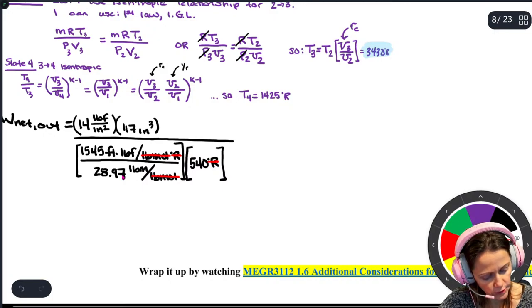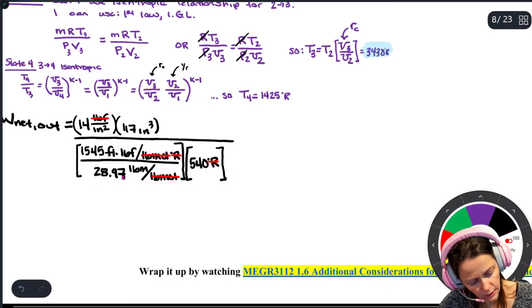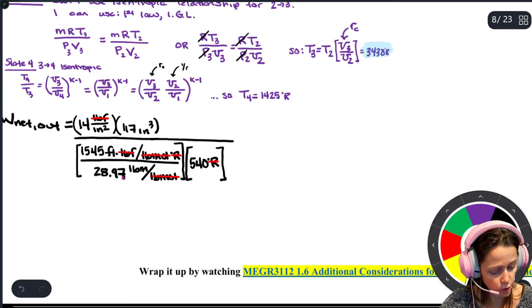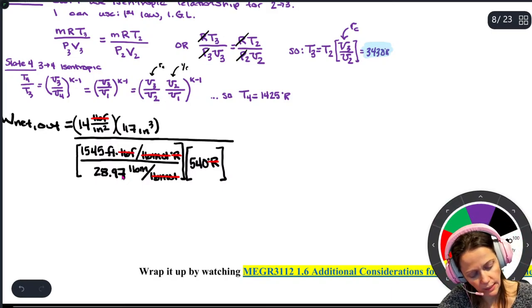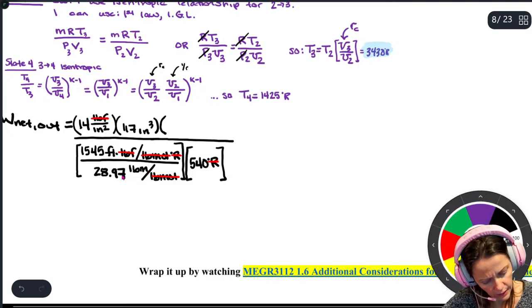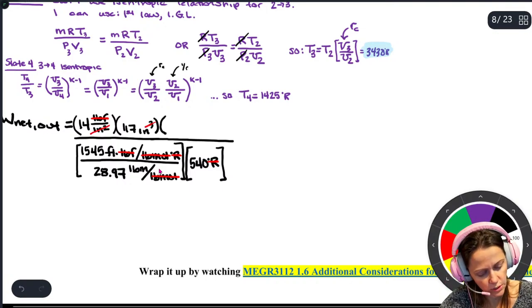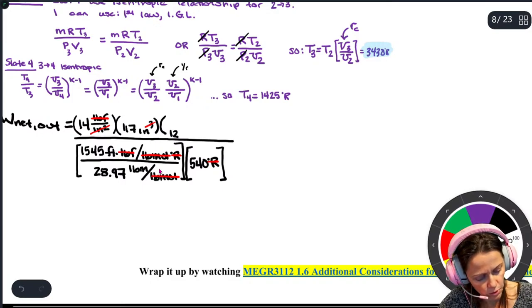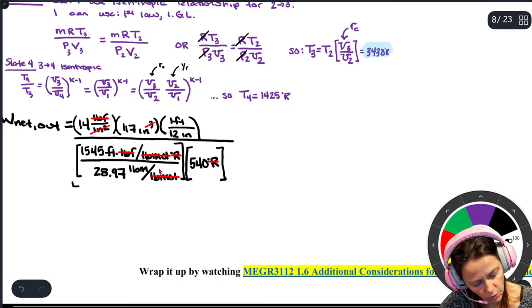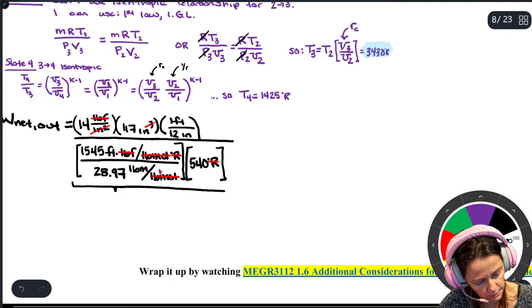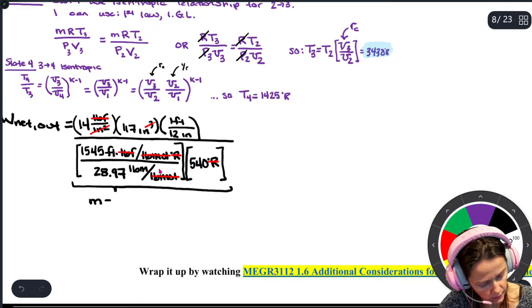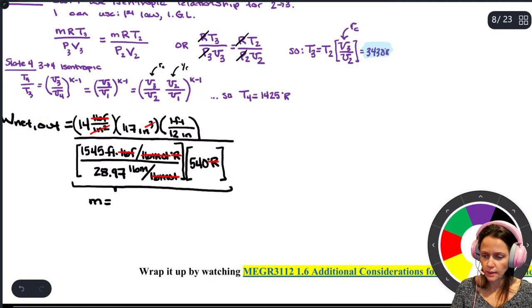So I do have some inches cubed stuff that I need to reconcile, so I will do that. Obviously, we've got some inches squared, so that just becomes inches. So 12 inches, 1 foot. So this whole thing, that's my mass. And I actually would like to get a number for that.